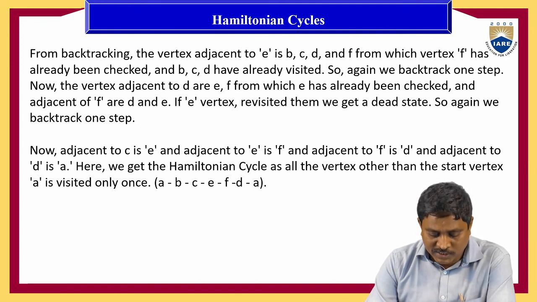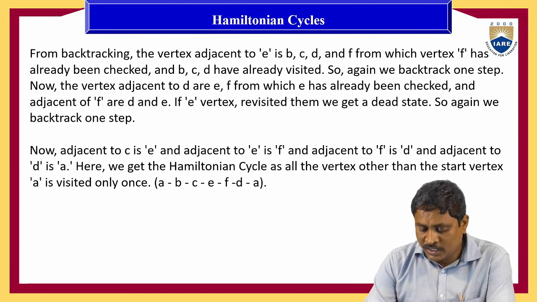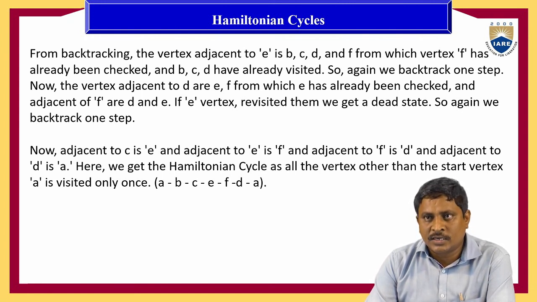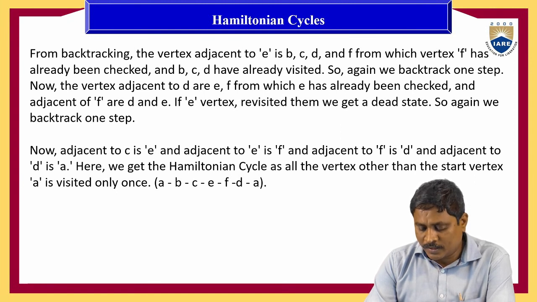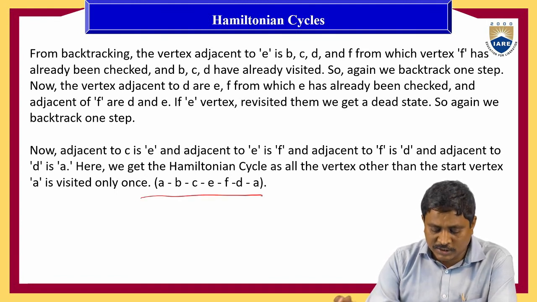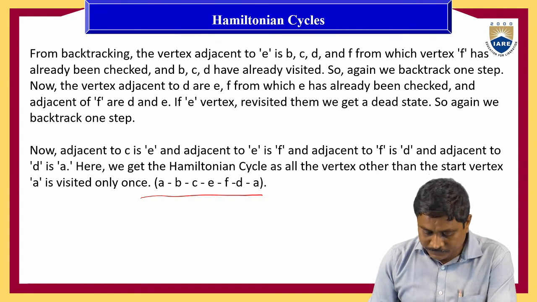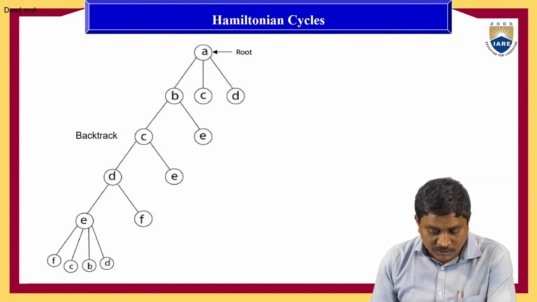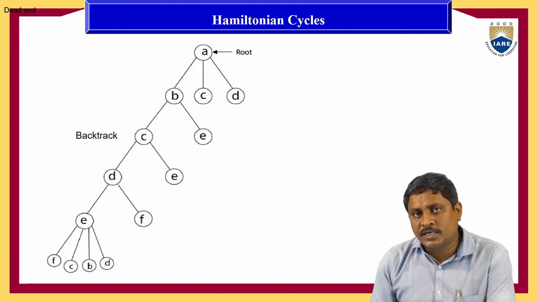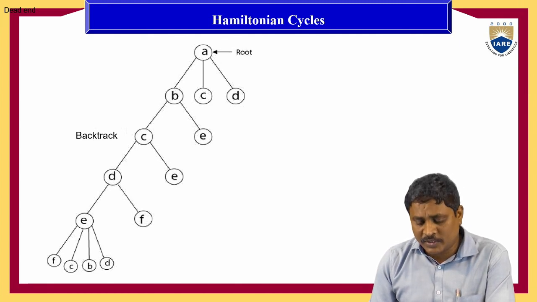Now adjacent to C is E, and adjacent to E is F, and adjacent to F is D, and adjacent to D is A. Here we get the Hamiltonian cycle, which has all the vertices other than the start vertex visited only once. That one is A to B, B to C, C to E, E to F, F to D, D to A, and some other paths were also already shown in the previous slide. So this is the final Hamiltonian cycle which we get. Already we discussed different types of Hamiltonian cycles in the previous slide.